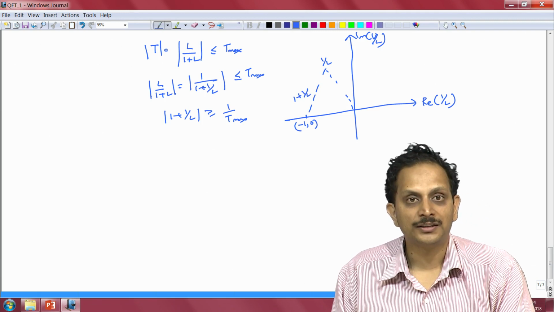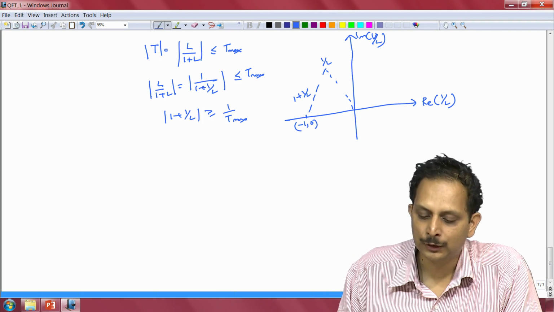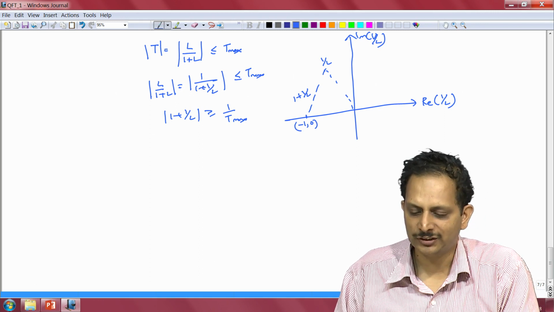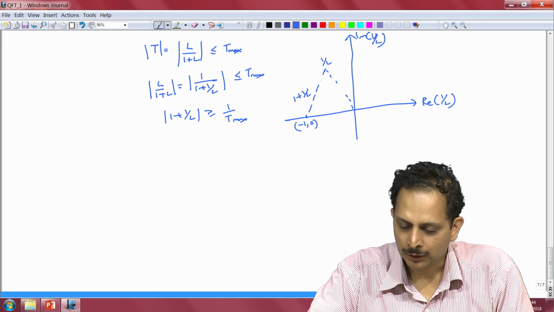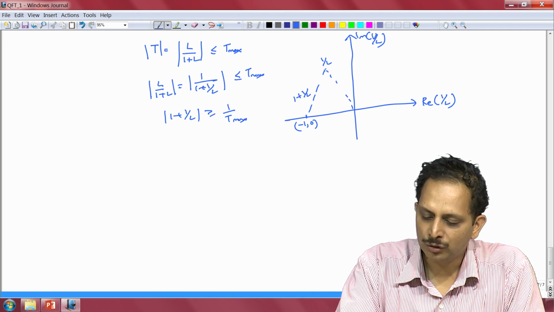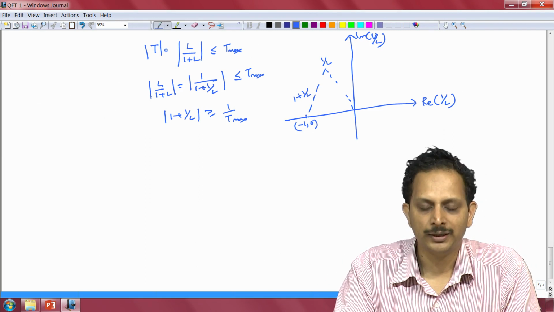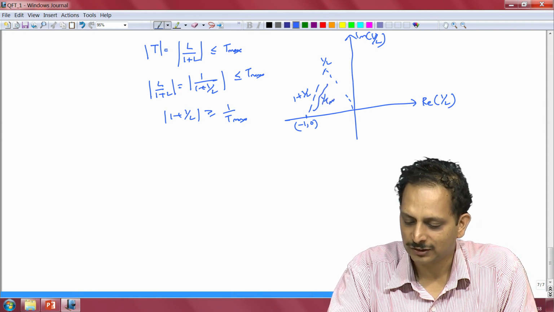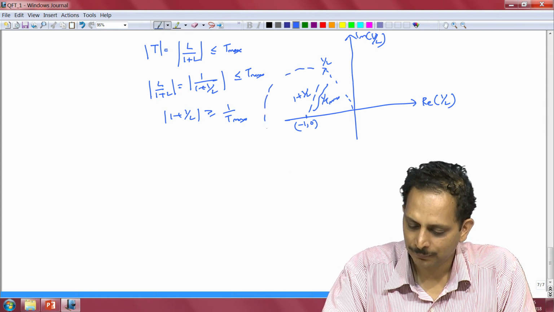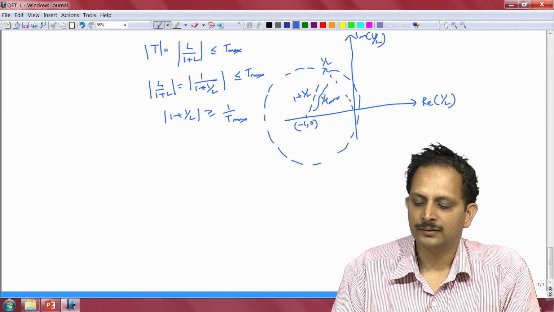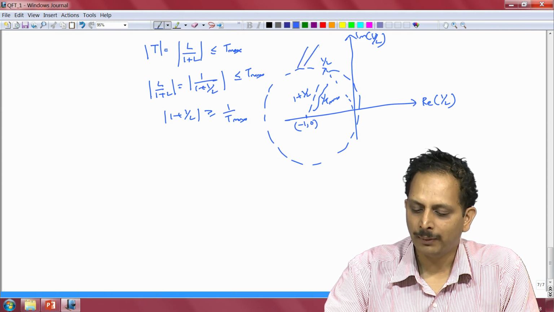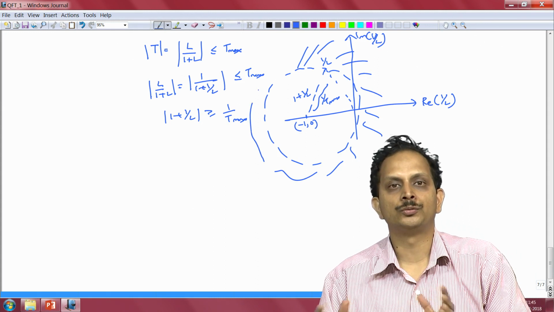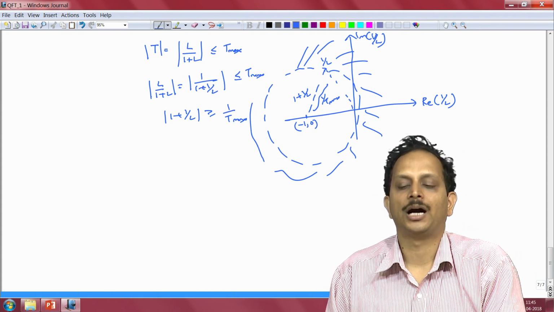And if we want the magnitude of 1 plus 1 by L to be greater than or equal to 1 by T max, what we are essentially saying is that we want the complex number 1 by L to lie outside of a circle centered at the point minus 1 comma 0 and of radius 1 by T max. So if I were to draw this circle, then the permissible values of 1 by L are the values that lie outside this circle in order for our closed loop system to be stable by the specified amount.